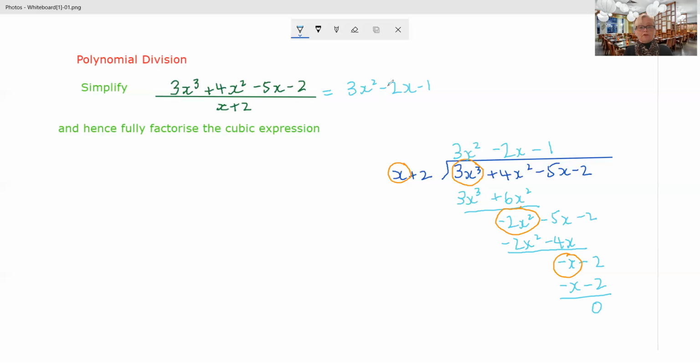Now, we've done the first part of the question. We've simplified that by dividing through. Now we have a quadratic expression that we're wanting to factorise if we possibly can. Let's have a look at that. So we've got 3x squared minus 2x minus 1. Now I have done a whole series of videos on factorising quadratic expressions. If you need to go back and revisit that, then do.